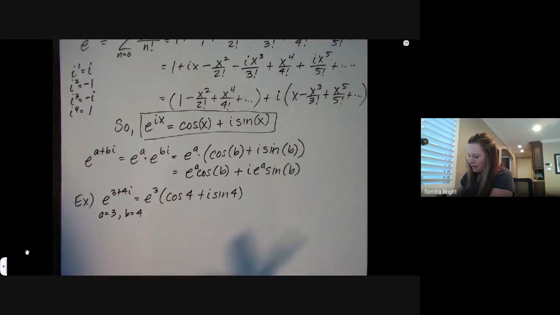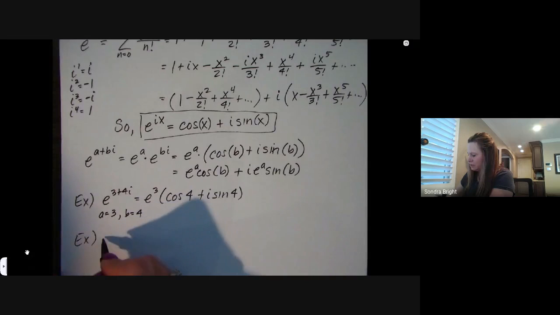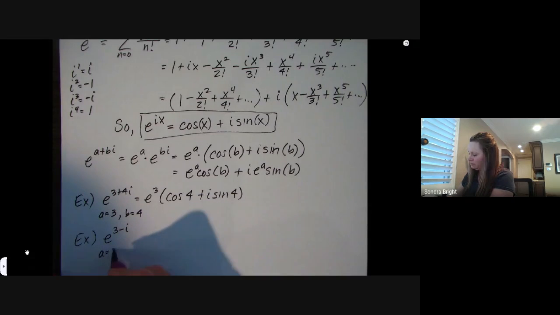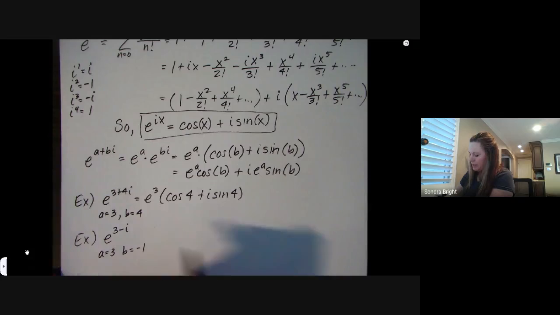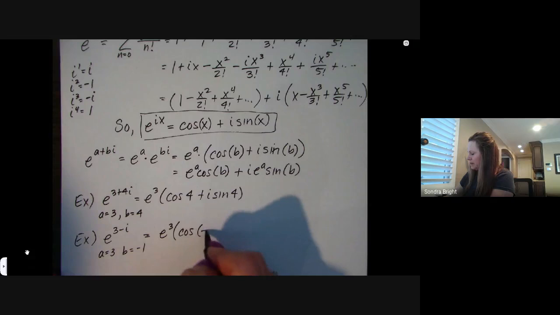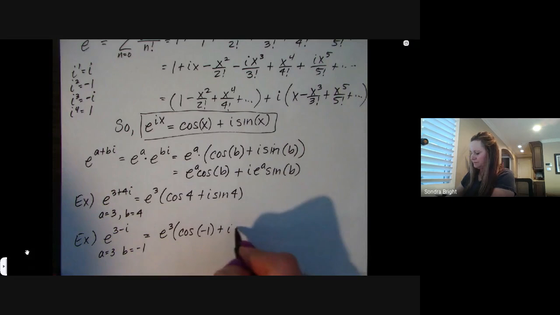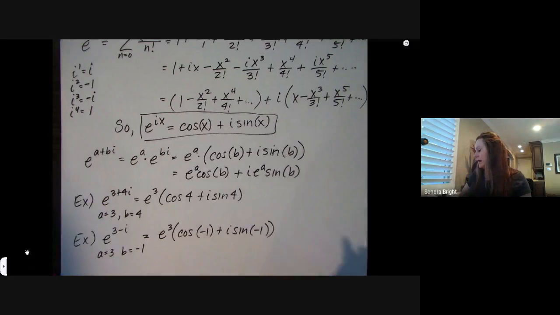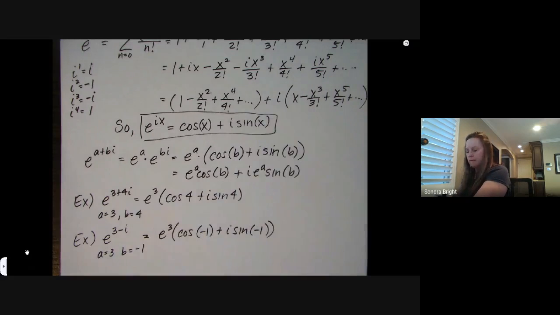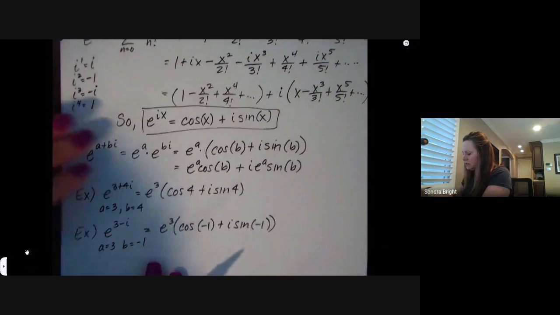Okay. Another one. What if it was e to the 3 minus i? Well, now your a is 3, your b is negative 1. So that means you would have e cubed times the quantity cosine of negative 1 plus i times sine of negative 1. And we can even clean that up more. Do you remember cosine is an even function, so this is the same as cosine of 1, and sine is an odd function, so it's the same as minus sine of positive 1. We'll do that too.